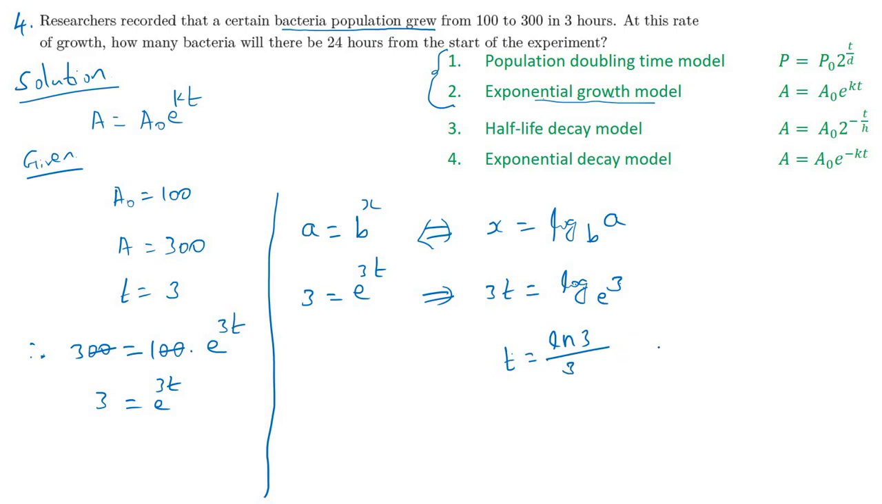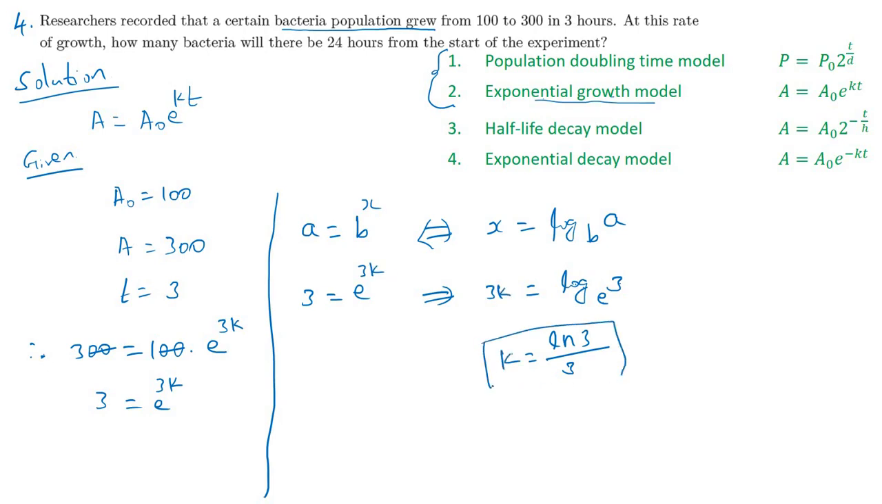If you want, write the answer. But this is not the final answer. I want, at this rate of growth, how many bacteria will be there in 24 hours? One thing I have missed. It is K actually, not T. It is the K value, 3K, because in the formula I know the value for T, so I have written T. The K value is what I am finding. Here K, here K, here K value.